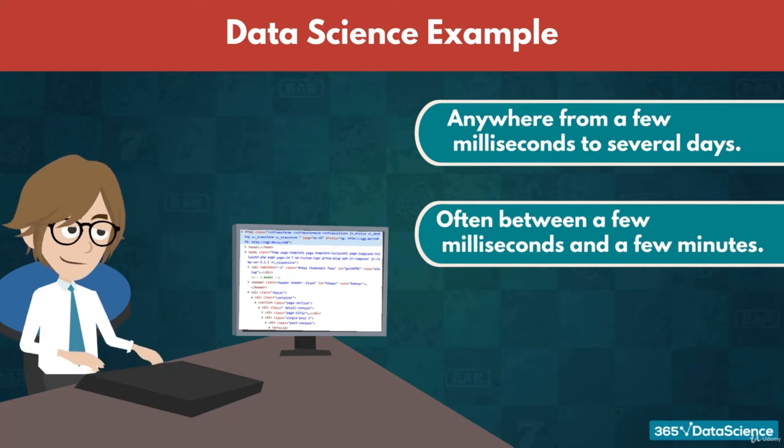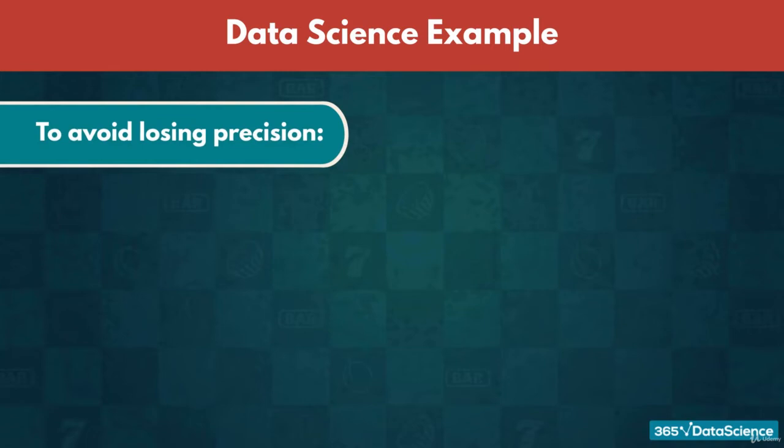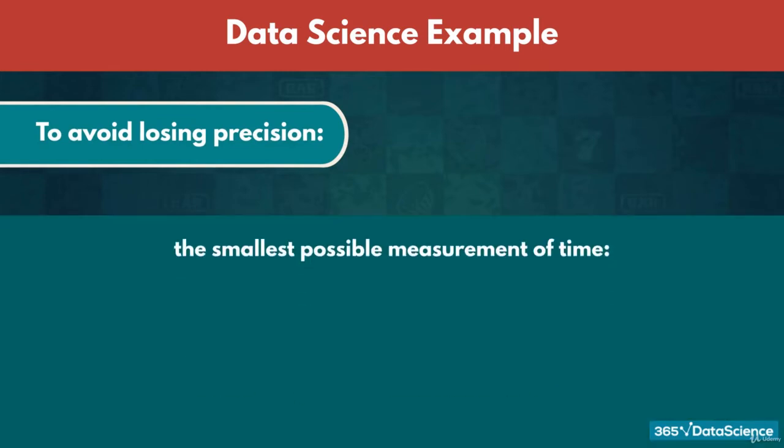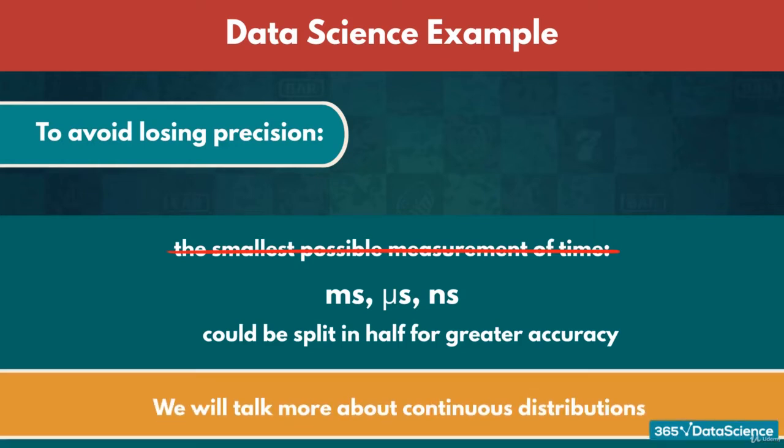If we record time in seconds, we lose precision, which is something to be avoided. To avoid that, we need to use the smallest possible measurement of time. Since every milli, micro, or even nanosecond could be split in half for greater accuracy, no such thing exists. In less than an hour from now, we will talk in more detail about continuous distributions and how to deal with them.